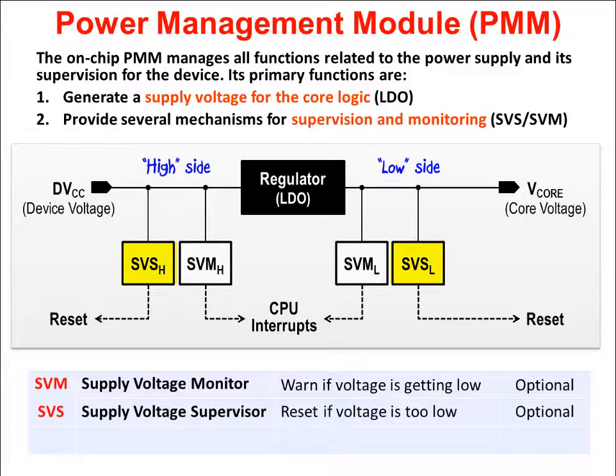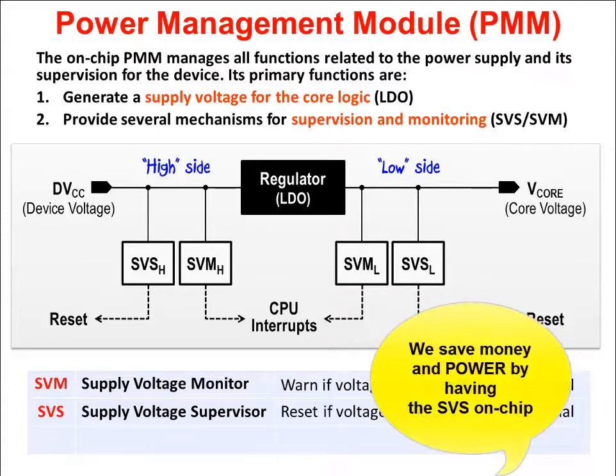then the supply voltage supervisor, not the monitor in this case, but the supervisor, comes into play to reset the processor. It says we've gone too far, the voltage is out of spec, and we get a reset. Once again, we have one of these on the high side, and we have one of these on the low side. Not all devices have supply voltage supervision. It's a nice feature to have. Oftentimes people will put it outside of the processor chip when they don't exist on chip. But we save money by having this integrated on chip.